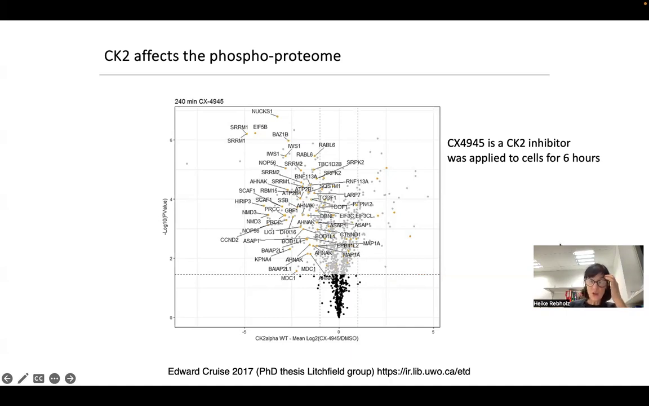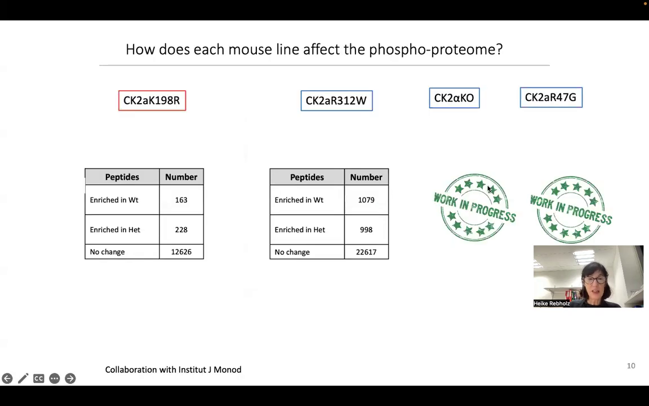I found that from a PhD thesis from the Litchfield group a while back. This just shows you when you inhibit CK2 activity biochemically, so with a drug, you have a whole bunch of proteins that are altered in their phosphorylation status, showing you that inhibiting the activity of CK2 can affect many, many proteins in a cell. So that was encouraging as well.